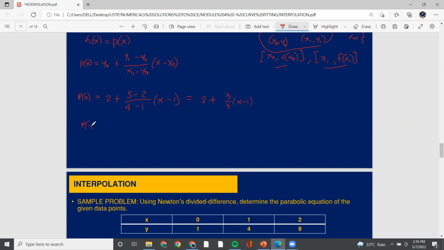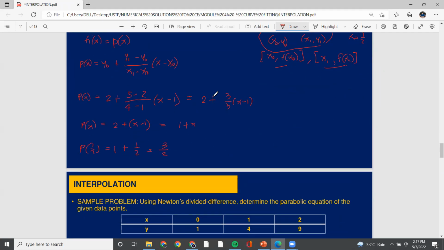Is equal to 2 plus 5 minus 2 is 3 over 3 times x minus 1. So we have p of x, 2. 3 divided 3 is 1. So we have 2 times 2 plus x minus 1. Simplify. That is 2 minus 1 is 1, 1 plus x. Therefore, evaluate na to si p. May ipangayon sa problem. Evaluate function of x equal to 1/2. P of 1/2 equal to 1 plus 1/2. Ila? 3/2. Right?